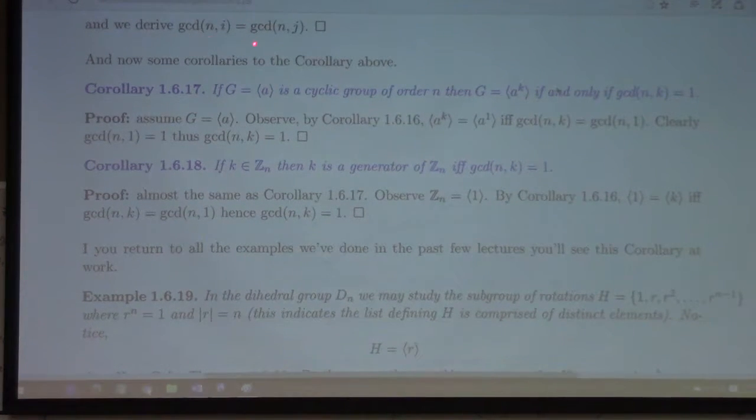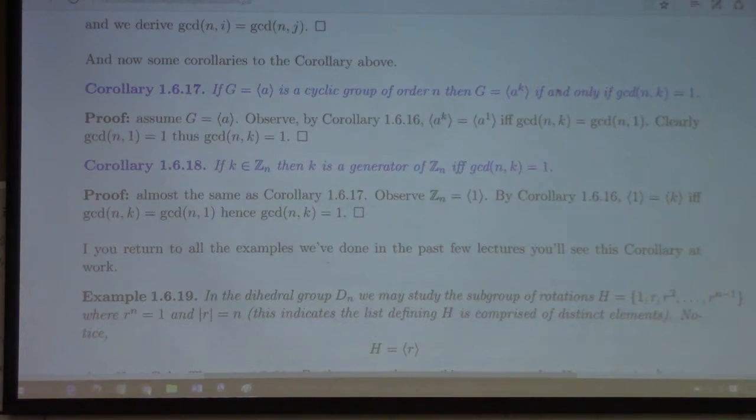So this is the end of where we just got to. There's a couple of corollaries that come from this corollary. First of all, if G is a cyclic group of order n, then G is generated by a to the k if and only if what? The greatest common divisor of n and k is 1. Where does this come from? Well, G is generated by a, right? So that's a to the 1. So we need this to be equal to this if and only if the greatest common divisor of n and k is equal to the greatest common divisor of n and 1. What's the greatest common divisor of n and 1?